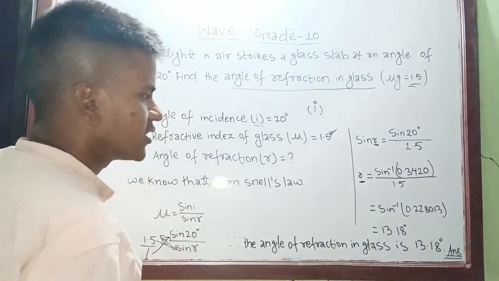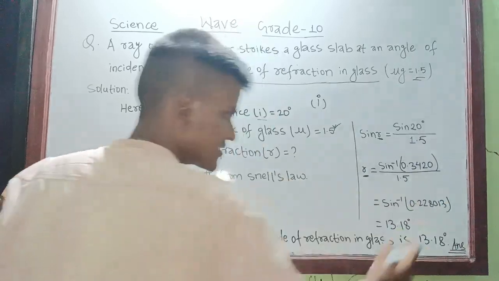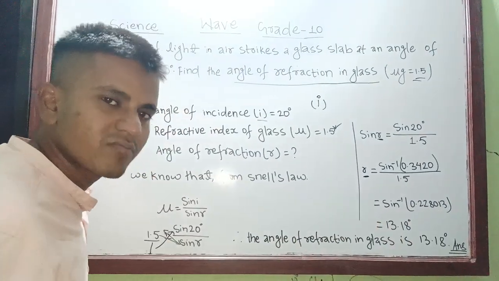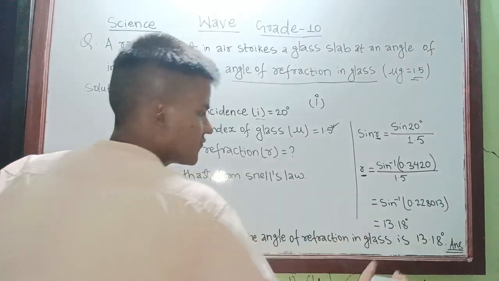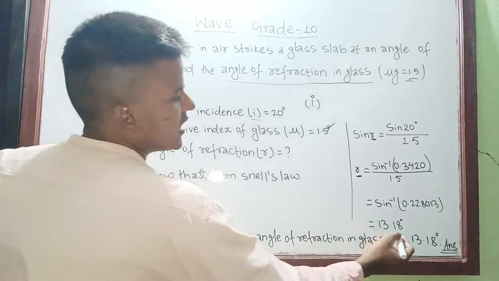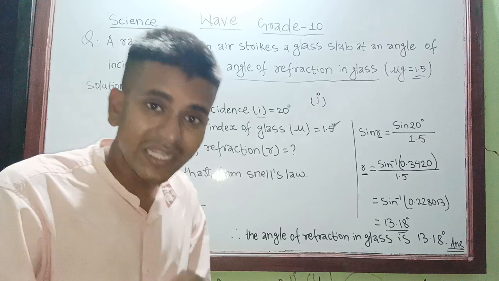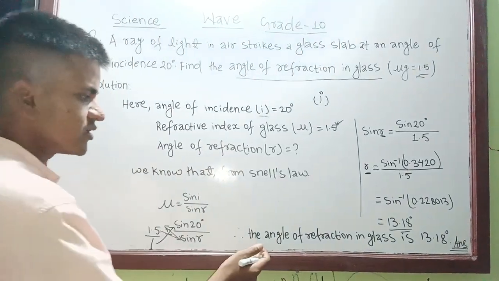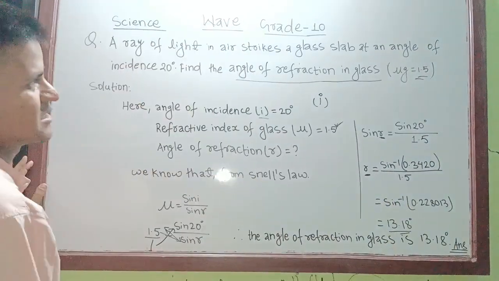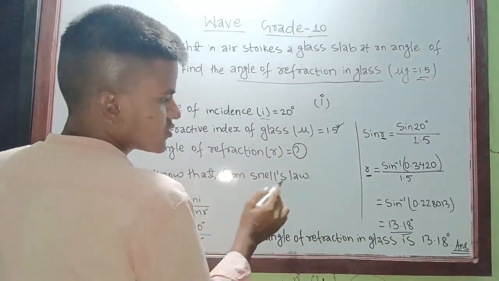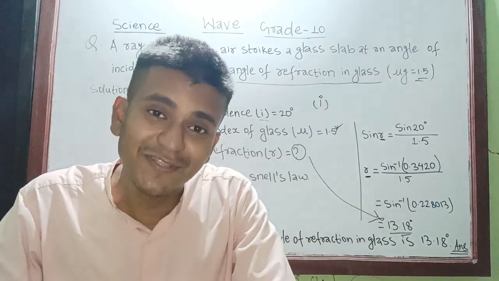So again, the calculator work. After dividing all this, the value of sine inverse will come like this. When you do it in the calculator by pressing shift, there will be sine inverse, and if you calculate, the value will be 13.8 degree. So 13.8 degree is our angle of refraction in glass, right? That is all for today, and see you in the next video.